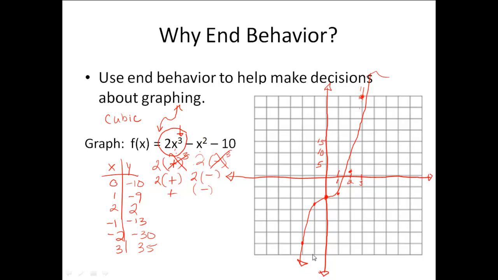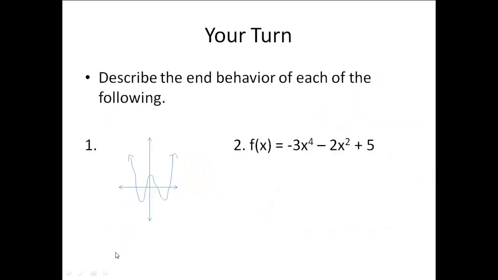And you're going to follow that same process no matter what kind of graph it is. If it's quadratic, if it's cubic, if it's quartic, you're going to end up doing a table of values and then looking at your end behavior and what the shape should be. Okay, now it's your turn. We're just going to start out with describing the end behavior of each of the following. We'll do the graphing actually in class.